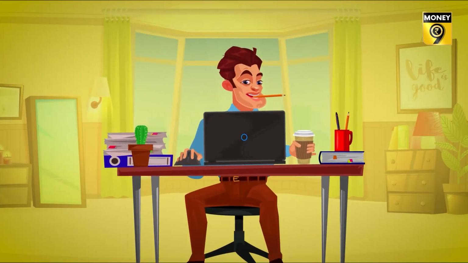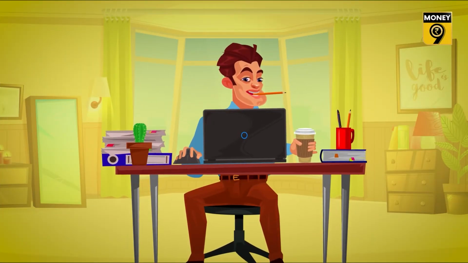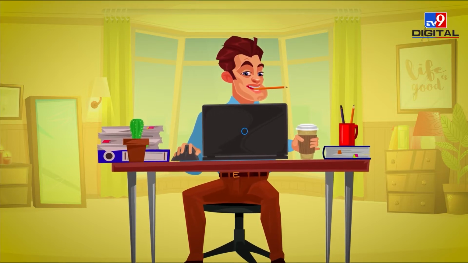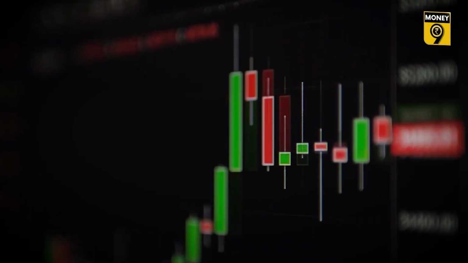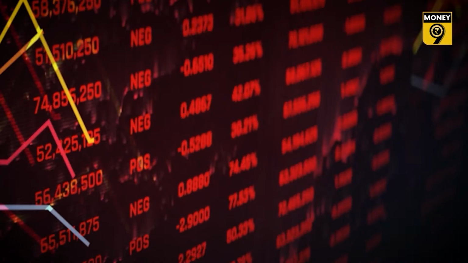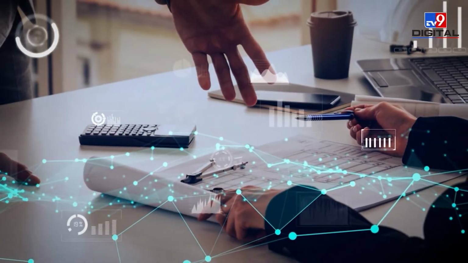Hemant, who lives in Patna, has been investing in the stock market for a long time now. But still, he is yet to figure out a way which could help him to predict the share price movements. Hemant wants to know if there is a way to predict whether the share price will rise or fall. But hey, there is a way.